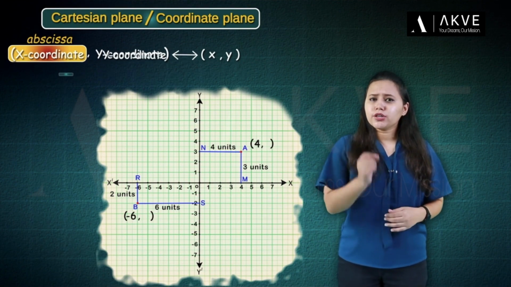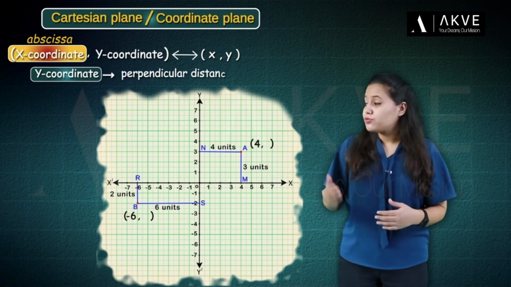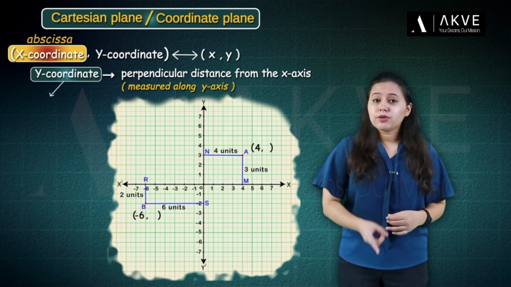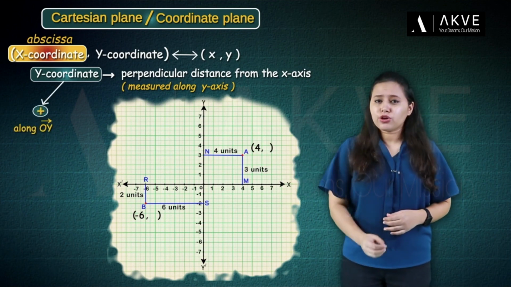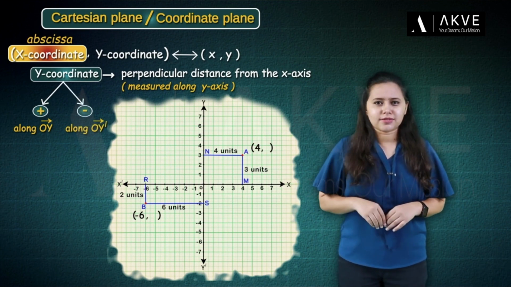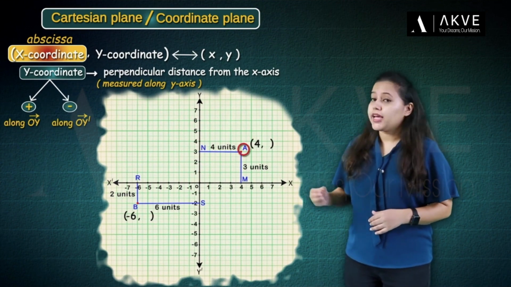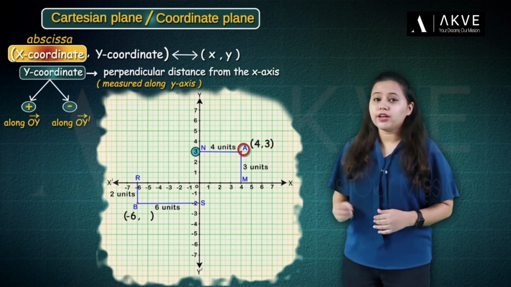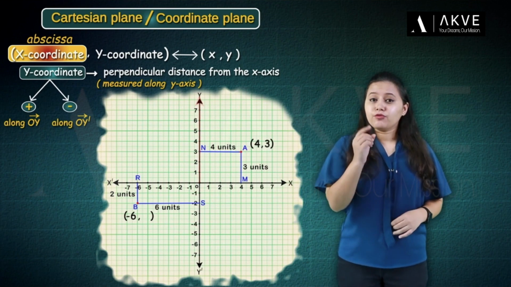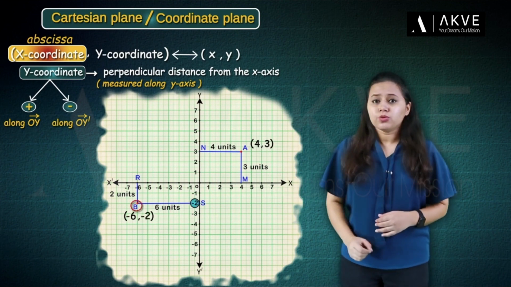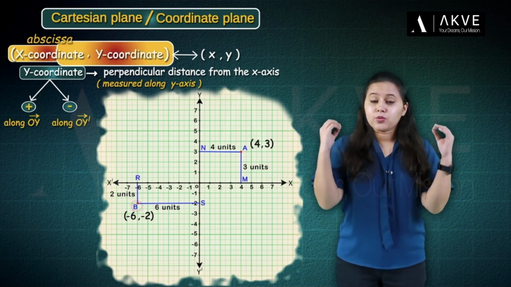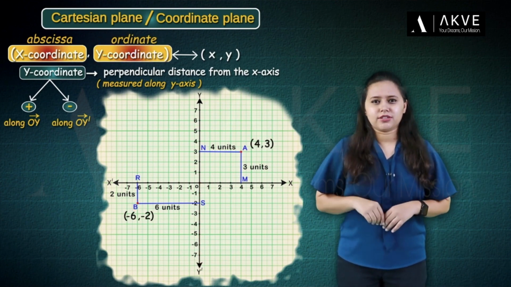Now, the y-coordinate of a point is its perpendicular distance from the x-axis measured along the y-axis. The coordinate will be positive along the positive direction of the y-axis and negative along the negative direction of the y-axis. Like here, for point A, the y-coordinate is +3 because it is along the positive direction of the y-axis. And for B, it is -2 because it is along the negative direction of the y-axis. The y-coordinate is also called the ordinate.